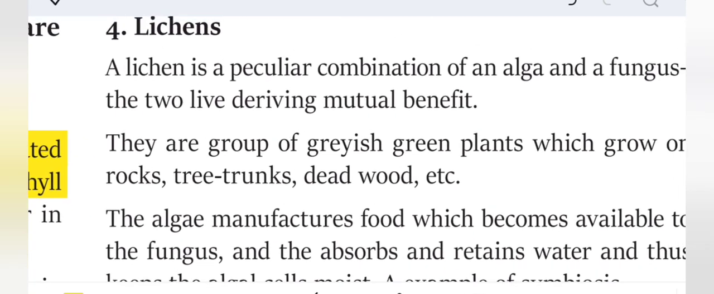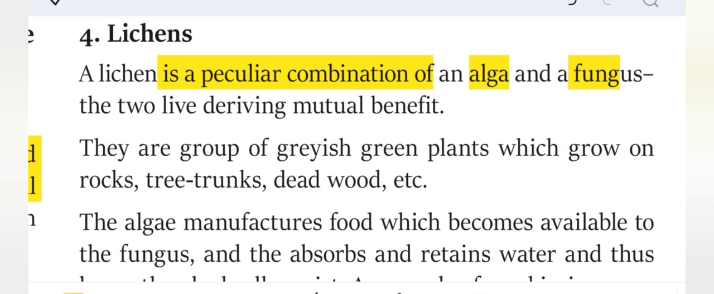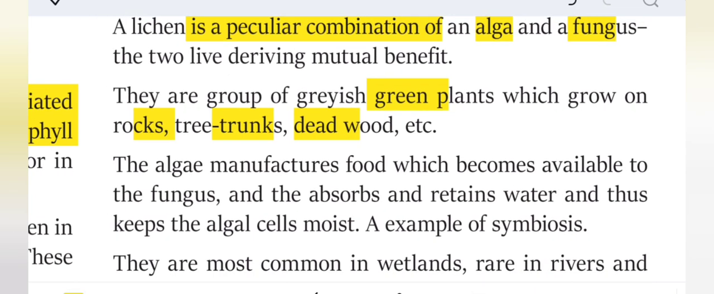Okay, so lichen is a peculiar combination of algae and fungus. ये तो UPSC का question था, right? So lichens are the peculiar combination of algae and fungus. Algae fungus तो पहले ही हम लोग पढ़े, तो उसका combination क्या होगा? Lichen, ठीक है? The two derive mutual benefit. Okay, so mutual benefit होता है. Mutualism हम लोग पढ़े थे, right? They are a group of grayish green plants which grow on rocks, tree trunks, dead wood, etc.